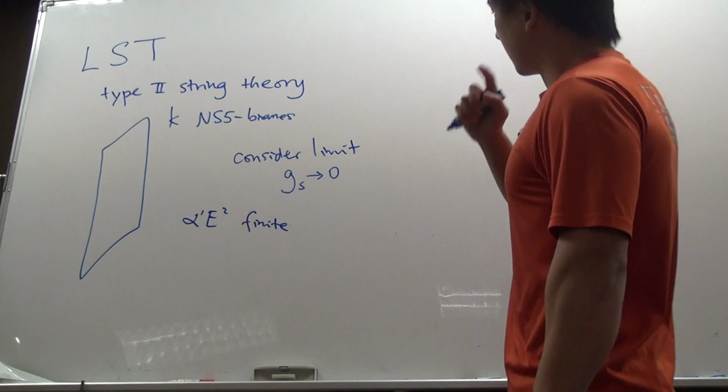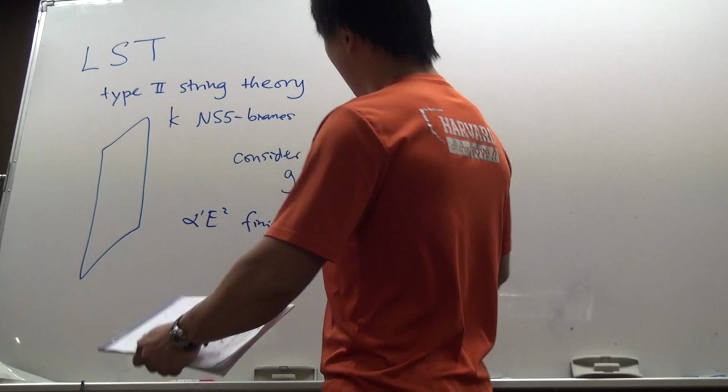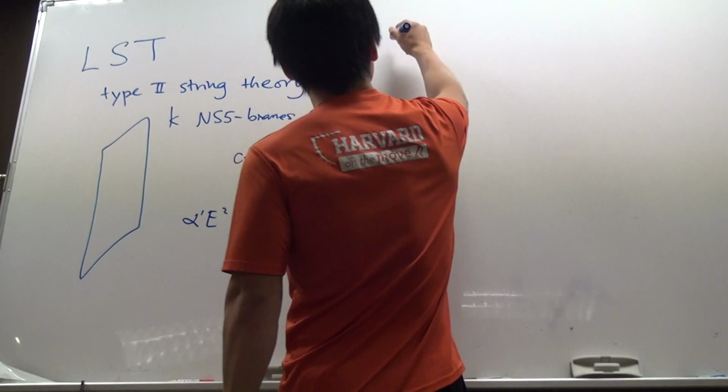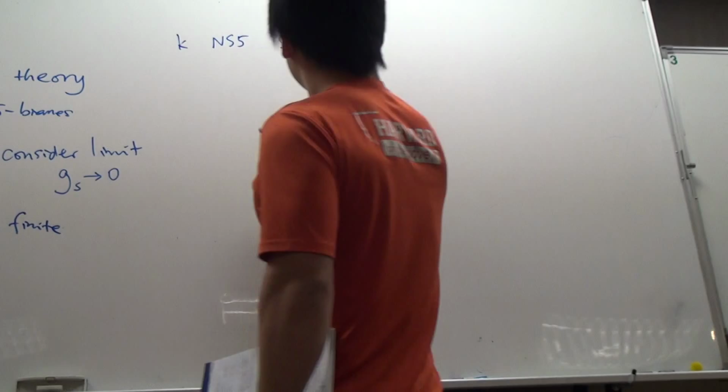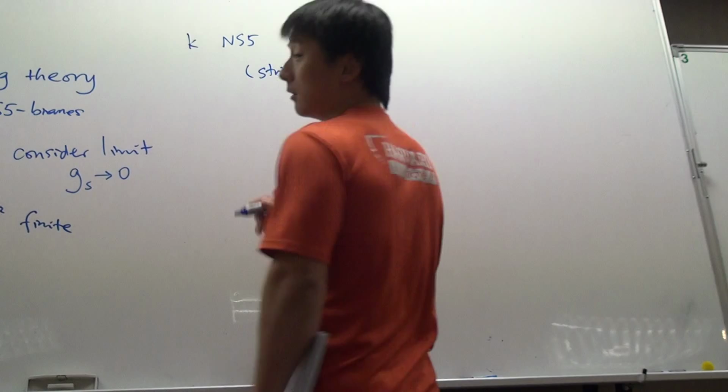So to get some idea of what this theory is, let's consider the supergravity description of the NS5 branes. So if you have K NS5 branes, the supergravity solution with K NS5 brane charge, I'll write the solution in string frame. This will be important because in this background, the string coupling will be varying, so we distinguish string frame from Einstein frame.